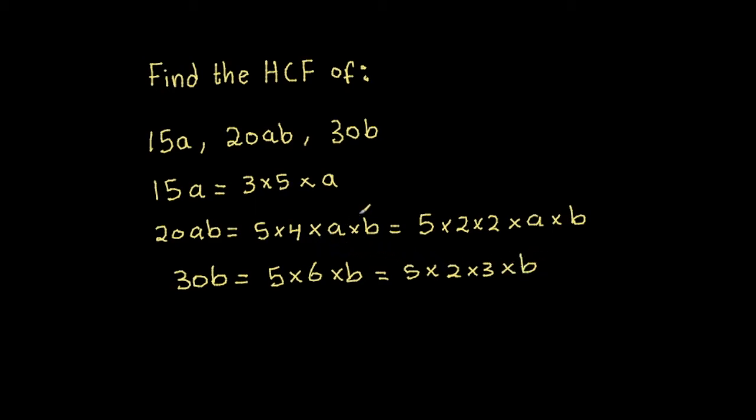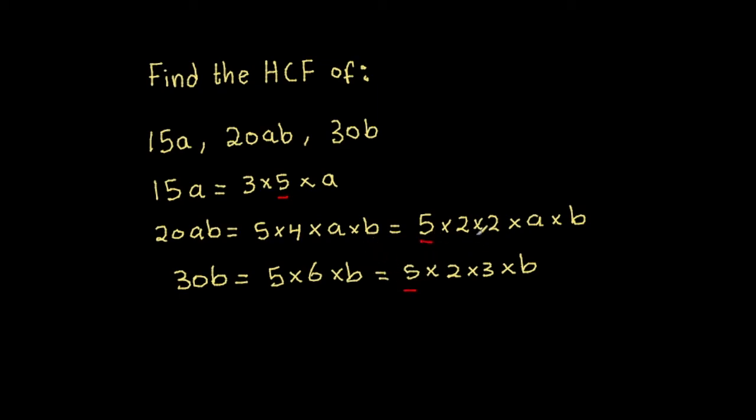Okay, so now let's look at what's in common between all of these algebraic products. Right? So here I see a 3 with the 15a, I see a 3 with the 30b, but I don't see any 3 with the 20ab, sorry. So I'm not going to highlight this. I see a 5 in 15a, I see a 5 in 20ab, and I see a 5 in 30b, so I'm going to highlight this 5. Let's actually switch colors to the red color, so I'm going to highlight this 5 because it's in common between all the 3 algebraic products.